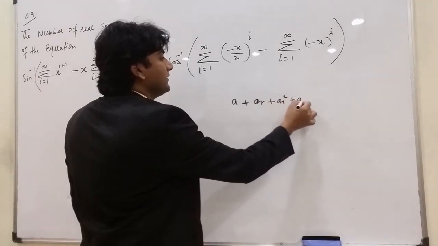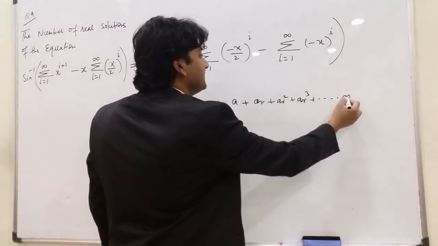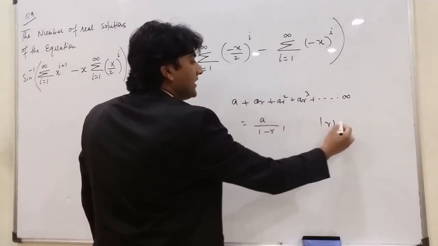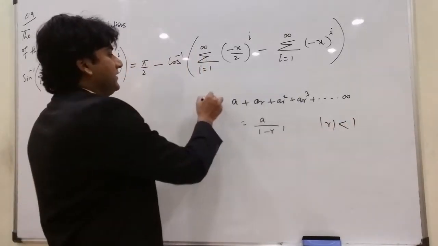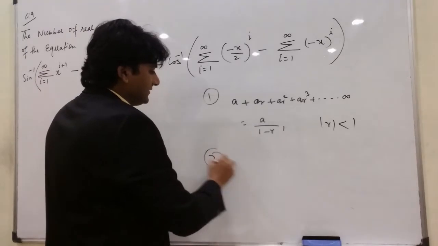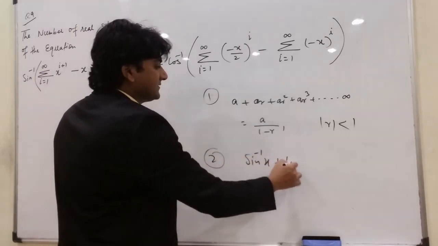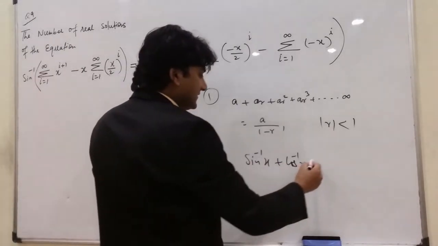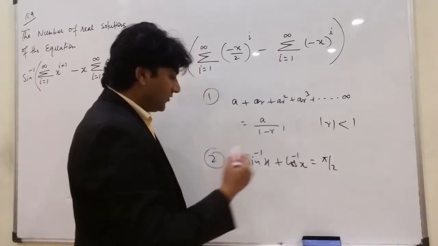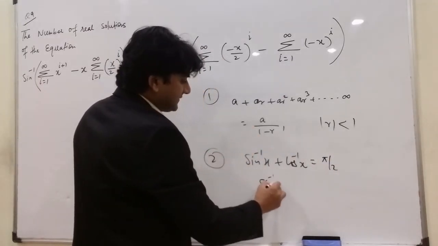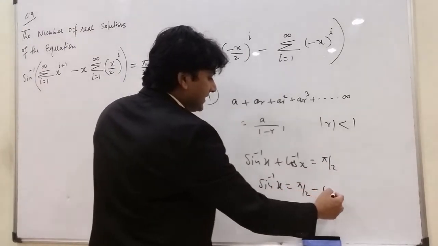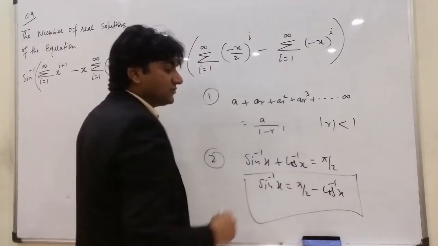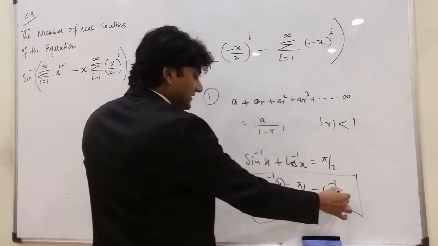When you have AR square, AR cube, dot till infinity, then the answer is a upon 1 minus r, where mod r is less than 1. Okay, this is the first point I want to explain. Second, when we have sine inverse x plus cos inverse x, then the answer is pi by 2. Or you can write it as sine inverse x equals pi by 2 minus cos inverse x. It means when sine inverse x equals pi by 2 minus cos inverse x, then this x and this x must be the same.